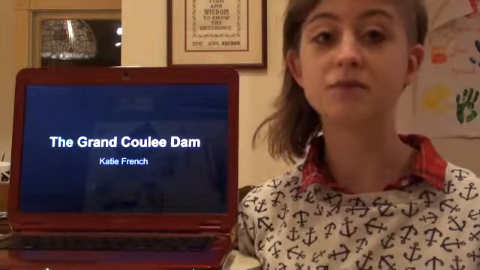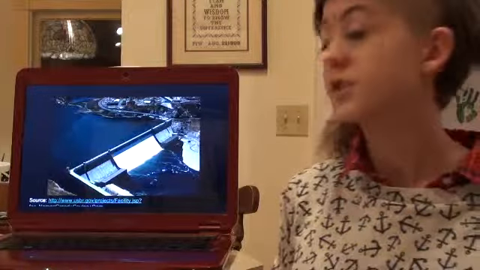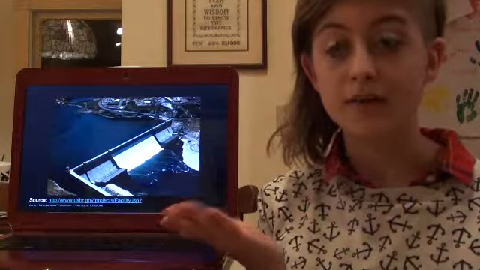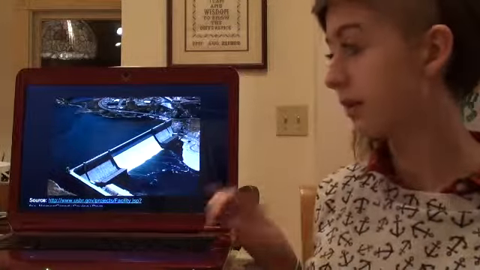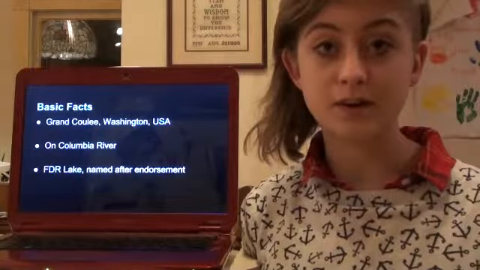Hello, my name is Katie French and I did my natural environmental final project on the Grand Coulee Dam. So this is a photo of the dam, which you can see up close with the PowerPoint that I will link in the description. So some basic facts about the Grand Coulee Dam.